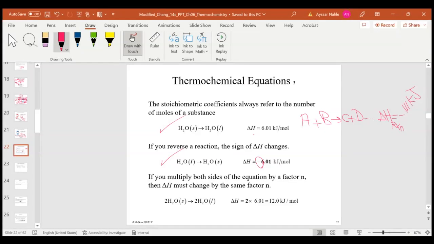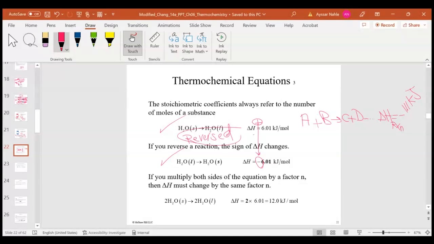Rule number one: if I have a thermochemical equation, and if I reverse the thermochemical equation, I must reverse the sign of the delta H. So that's rule number one. Notice in here, what I did is I reversed this equation. Because I reversed it, it went from plus into minus, but the amount is the same. Is it clear? So that's rule number one of thermodynamics.